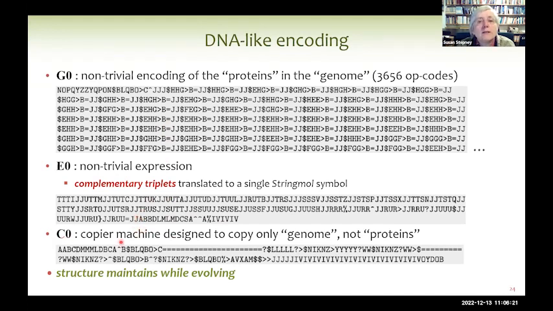And then the copier machine is designed to copy only the genome and not the proteins. Because we've got sufficient difference in the structure of these two systems, we can now make the copier copy only the genome and not the proteins. And in this particular case, the von Neumann constructor architecture is maintained while the system evolves. So I just want to quickly talk through a few of the evolutionary processes that we saw.